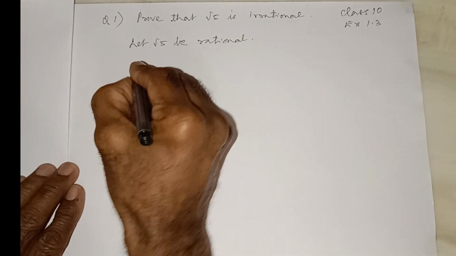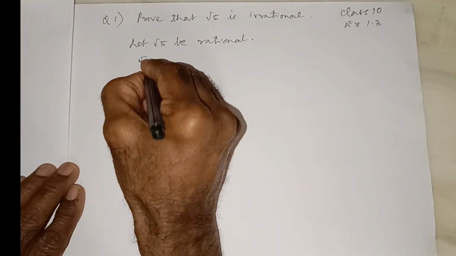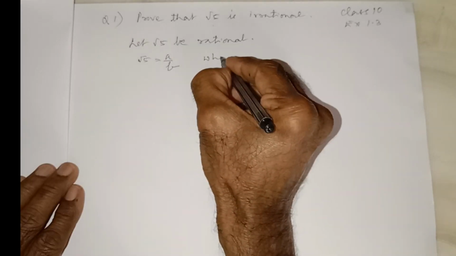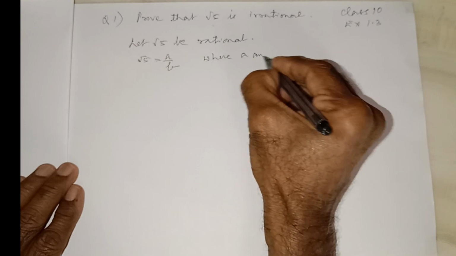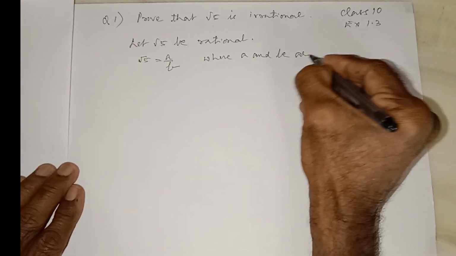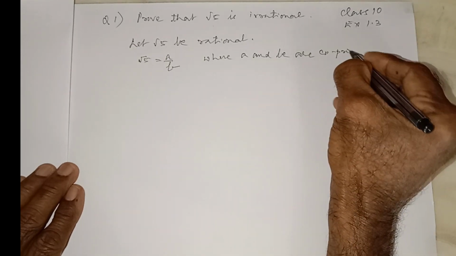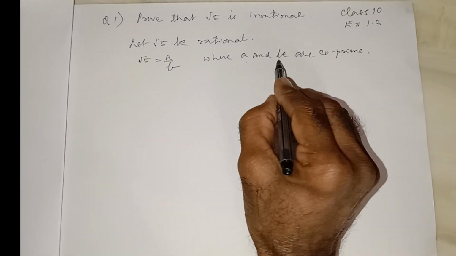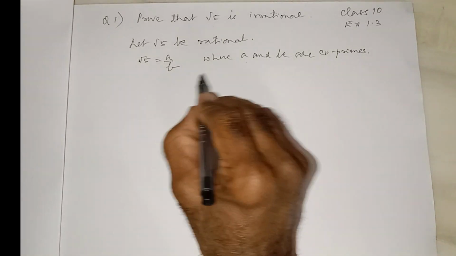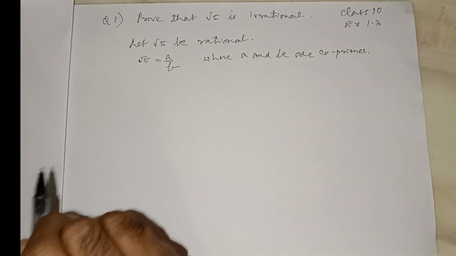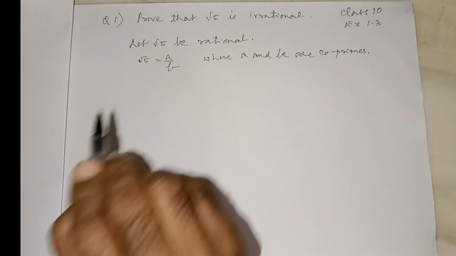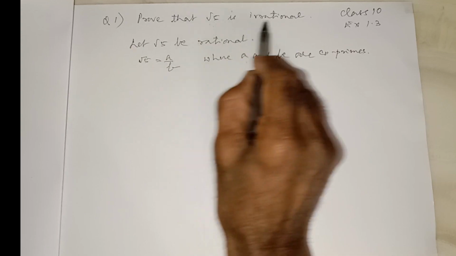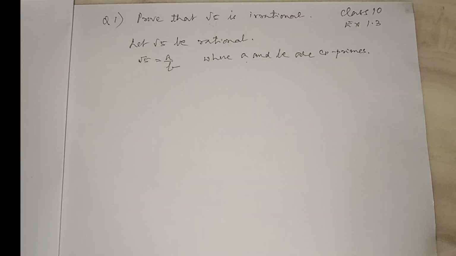If it is rational, then it should agree that it is equal to a by b, where a and b are co-primes. I think you know what is a co-prime number. Here, if a and b are co-prime numbers, then they should have one as common factor, only one. No other factor should be common. If we prove that, then root 5 becomes rational. If we cannot prove, then root 5 definitely is irrational. Okay, let us now proceed.